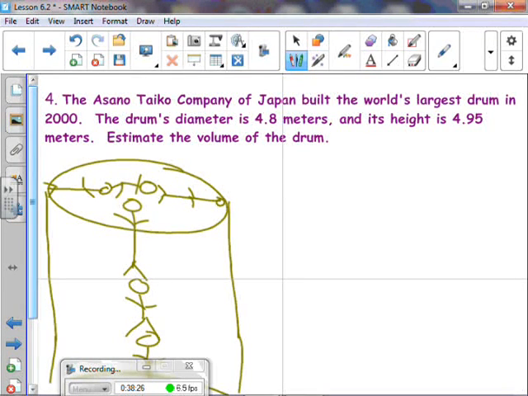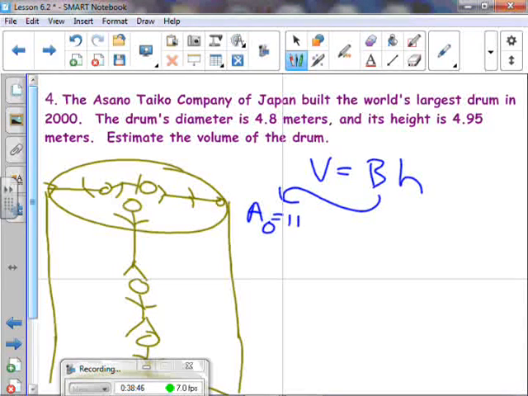So, that's interesting. Anyway, it says to estimate the volume of the drum. This is still, even though it's really big, a cylinder. So our volume of a cylinder is, again, the area of the base times the height, and the area of the base, area of a circle, is pi r squared.